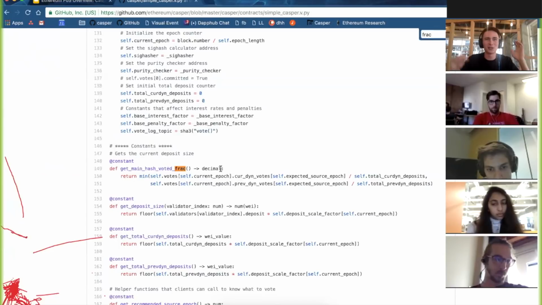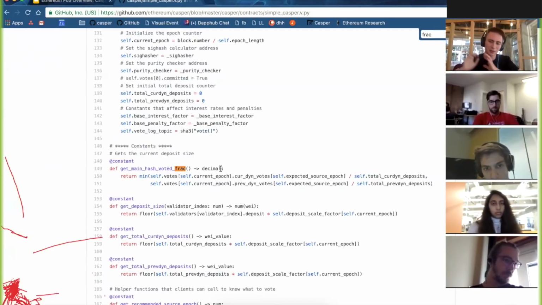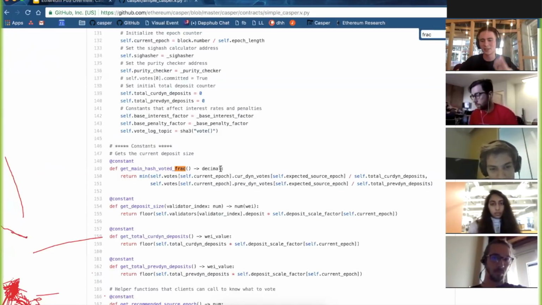All you're doing is you have the smart contract, and then you have your fork choice rule. Your fork choice rule says, I'm going to run the smart contract, see what the smart contract tells me to do, and then I'll follow that plus proof of work.